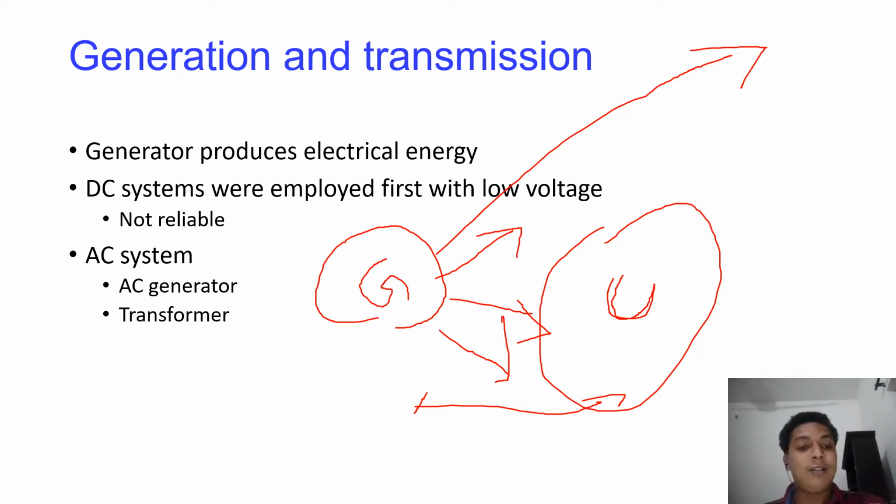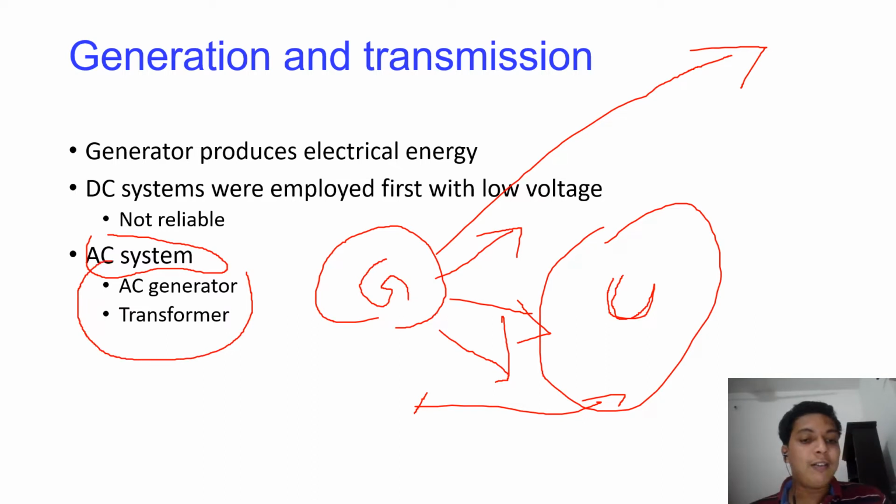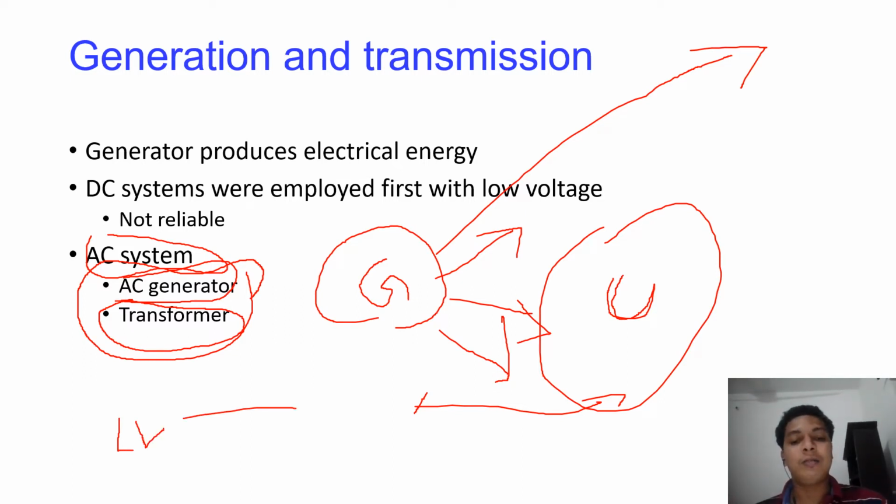You know the AC system story. There was a war between Tesla and Thomas Alva Edison. The AC system came into existence after the DC system, and we should note the involvement of Nikola Tesla as well as Westinghouse, another man. The interesting part was that development happened in the AC generator, and more importantly the transformer. Transformer means what? You have a low voltage side. In the DC system we had no idea of converting it into high voltage.